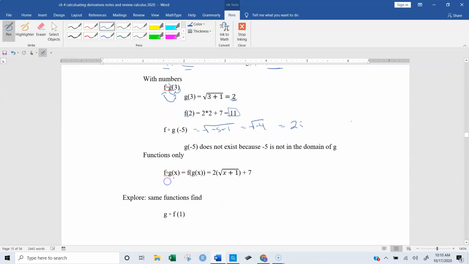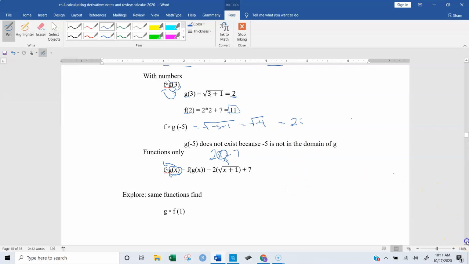All right, so now let's do this when there's only functions and no numbers. So if I say f of g of x, that means since there is no number for the x, I plug the entire function g into f. So the entire function g was the square root of x plus 1. I replace the x in the f, because remember this was 2x plus 7. So I take this x out and I replace it with what g is worth. And that's the answer.